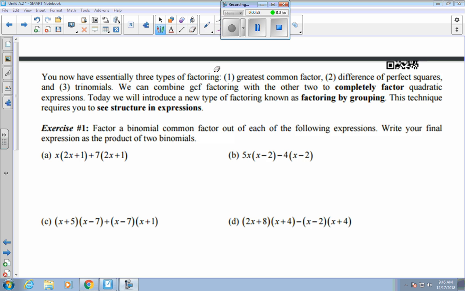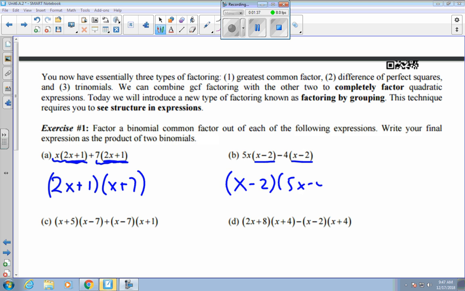So in A, you can see that we have 2 separate terms, much like we did when we did our arcing. And they have a common binomial that you take out. So 2x plus 1 times x plus 7. And that is all they want you to do. So it does help that we follow the arcing method. And this particular problem could be a part 1 question or a part 2 question worth 2 points. So part B, take out the x minus 2. You're left with a 5x minus 4.